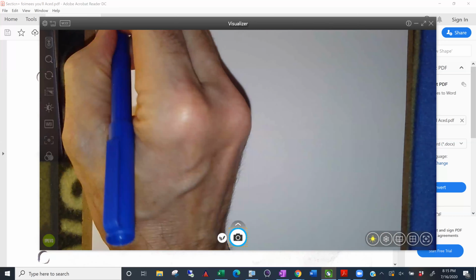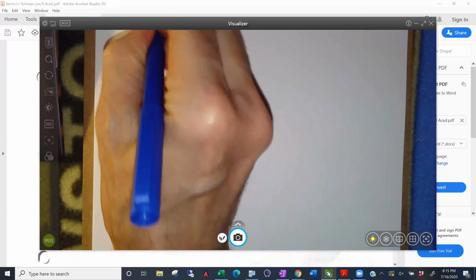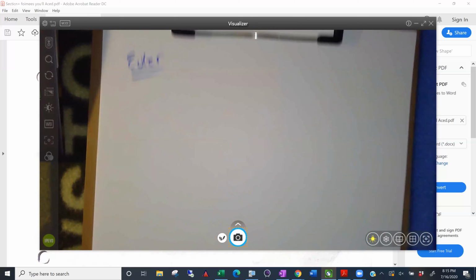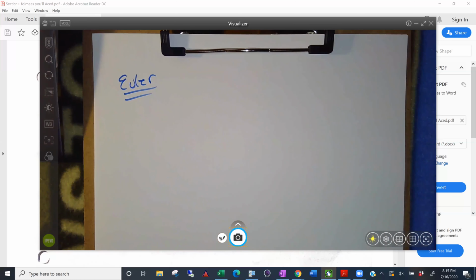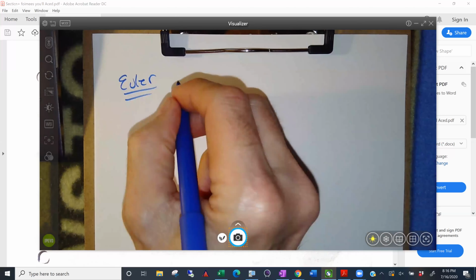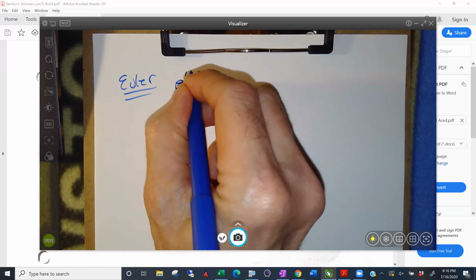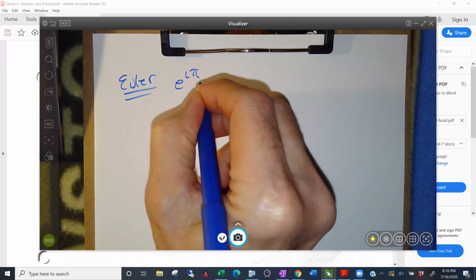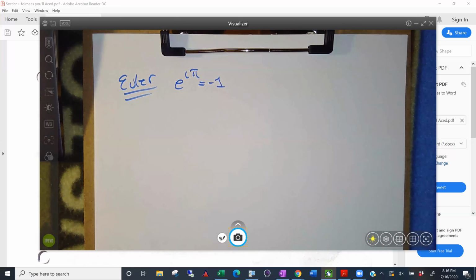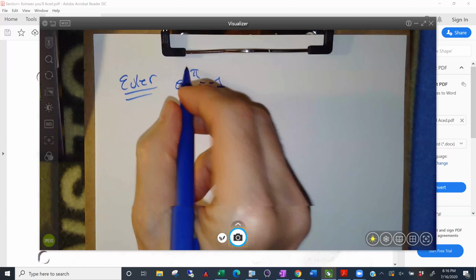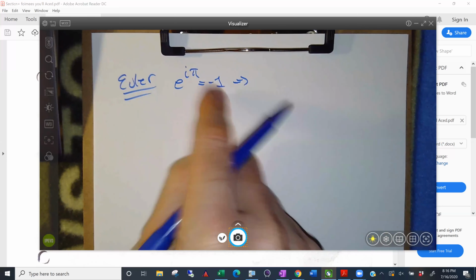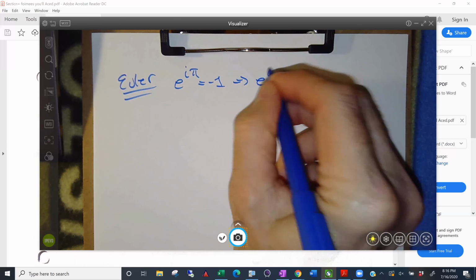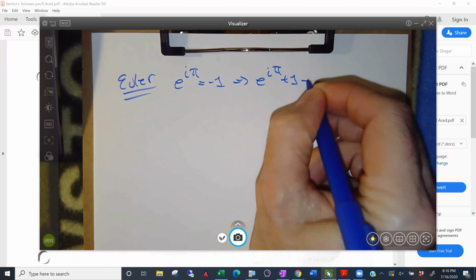Make sure you write in your notes, Euler. One of my favorite mathematicians, Leonhard Euler. So we'll talk about him later in the course when we look at something like this. e^(iπ) = -1. Or better yet, if I move this to the other side, e^(iπ) + 1 = 0.